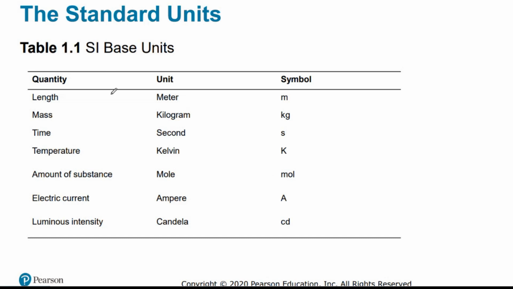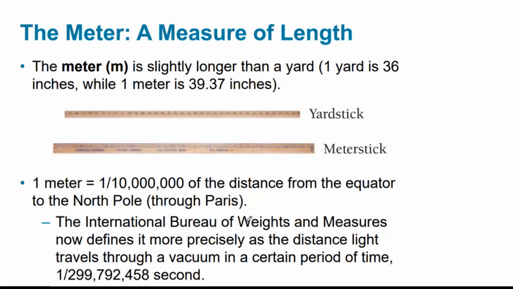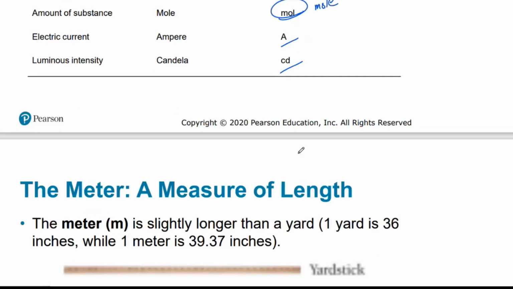So the standard units for this system, or the base units, are meter, kilogram, second for time. So meter is length, kilogram is mass, second is time, Kelvin is temperature, moles is the amount of substance. That could be MOL or MOLE. We'll talk about that. Amp is for current, and candela is for light. Okay, so those are just the base or standard units.